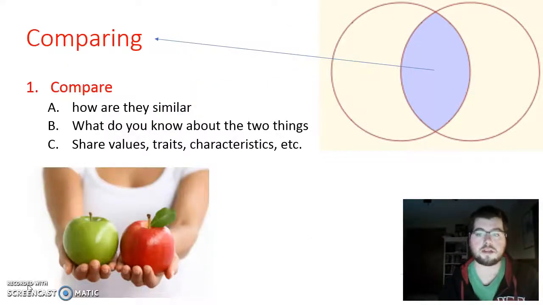Now, when you're comparing, you write that in the middle of the two circles. When you compare, you write down how they are similar, or what you know about the two things. These can be shared values, traits, characteristics, and so on. As you can see from the picture, both are apples.